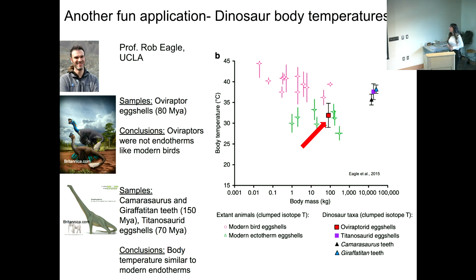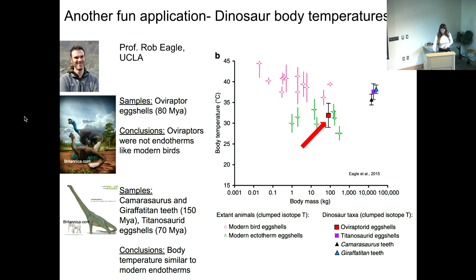So that is the data for the oviraptor eggshells, and it's compared here in the green symbols to modern ectotherm eggshells, so those are reptile eggshells, and then in pink you have modern bird eggshells. They ended up discovering that they were pretty similar to the reptile temperatures, but they did seem to elevate their body temperature maybe just a little bit. So maybe they weren't quite an endotherm, which means an organism like us that does fully regulate our body temperature, but they weren't exactly like a reptile either. So maybe they were somewhere in between.